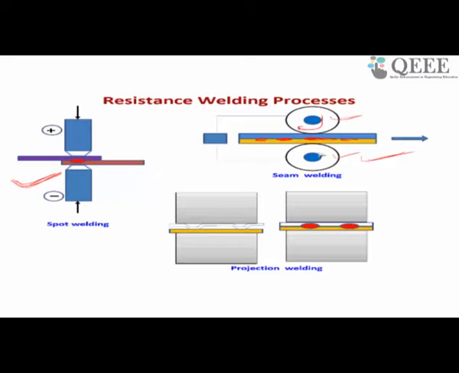The roller will be rotating in some direction, and so it will drag the workpiece. In this case the roller is rotating like this, so that the workpiece is dragged in this direction. So you will get continuous welding in this case. This is called seam welding.